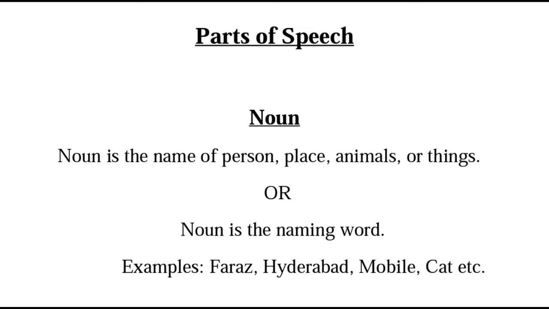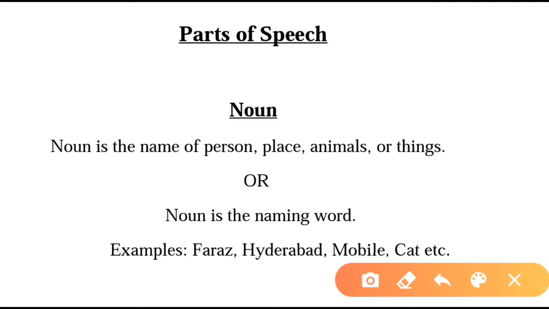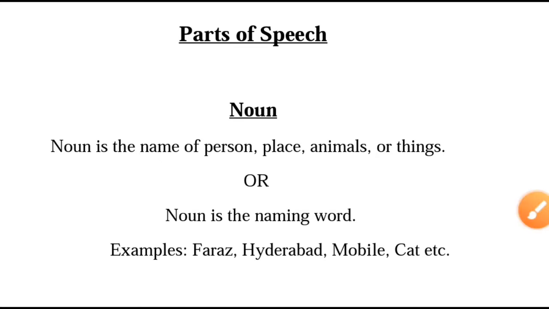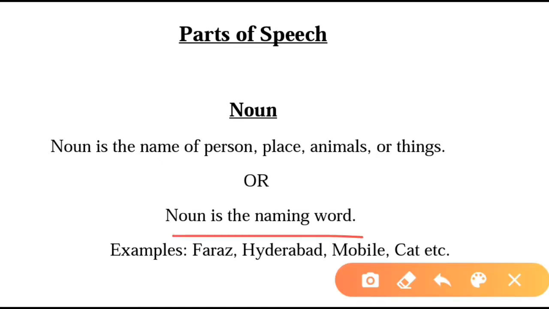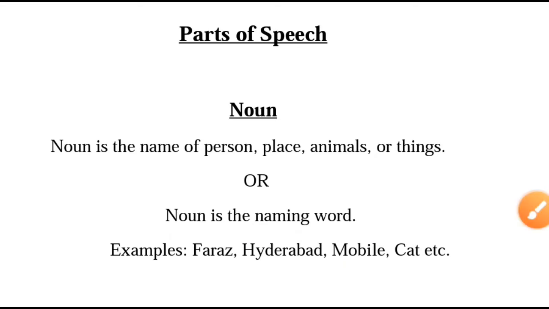The noun is the name of person, place, animals or things. So now a noun, it could be the name of person, place, animals or thing. Or in simple words you can say noun is the naming word. Every word which has got the name, you can say it is a noun. So example will make it clear.